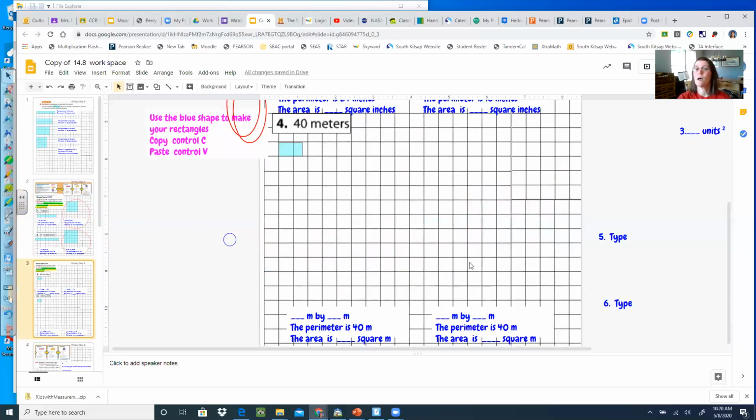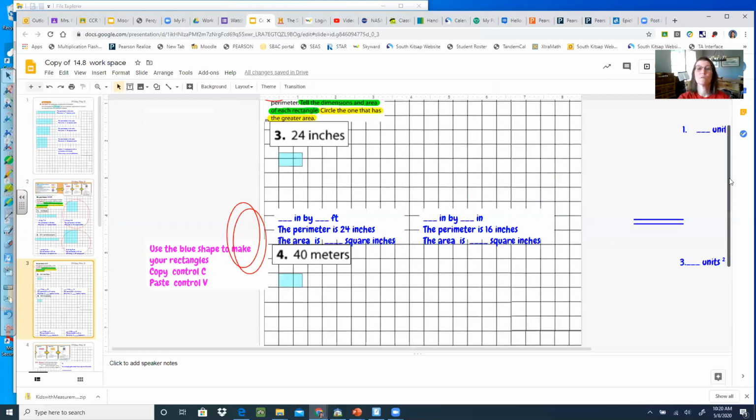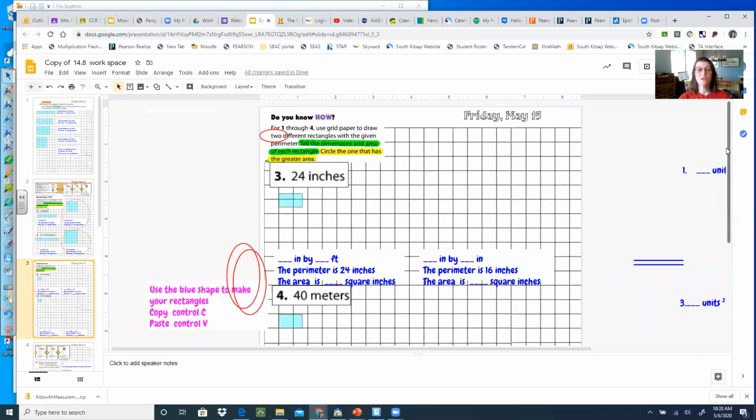Okay, now I got to go up to the top. Let's see what we're asked to do there. Okay, 24 inches. Well, I need two sides that would add to half of 24. Half of 24 is 12. So what plus what is 12? I'm not sure if I can do a 1 by 11 and have room for something else, but let's see if I can do my 1 by 11 right here.